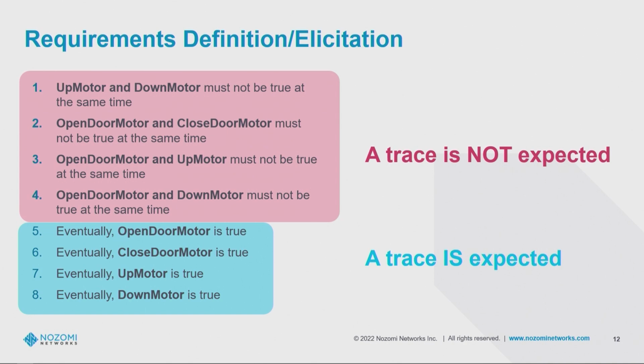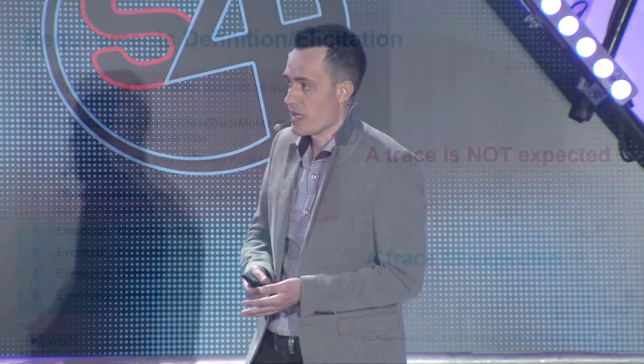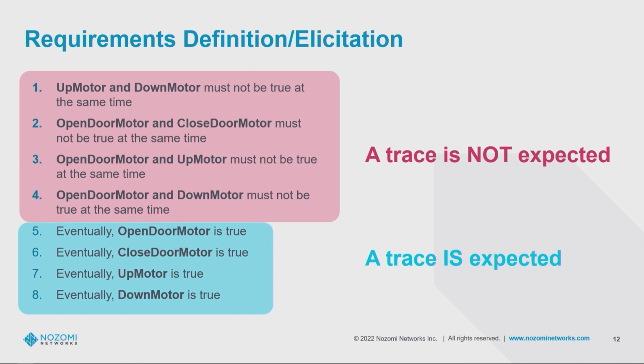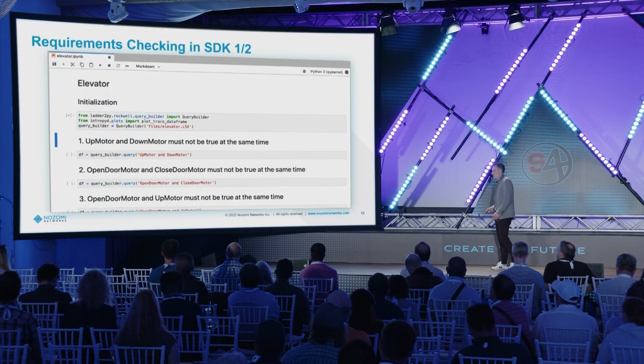The red requirements are those for which a trace is not expected out of our system, because if we were to find a trace, it would mean that the query would be satisfied. Instead, we don't want the query to be satisfied. We just don't want to find any possible example that would make up motor and down motor asserted at the same time. The blue requirements instead are requirements for which a trace is expected. We want to see an example that would lead to the door opening or closing, or the motor going up or down. So again, I have loaded all these requirements into our SDK.